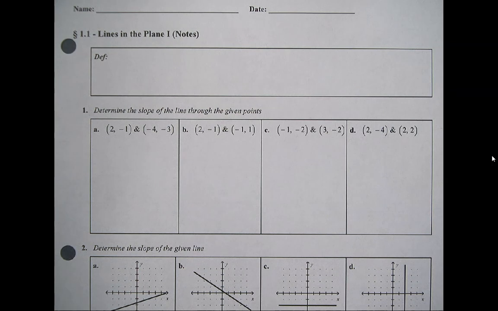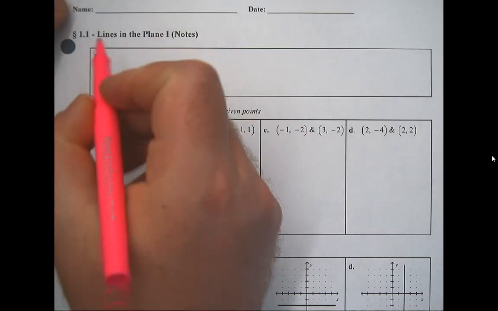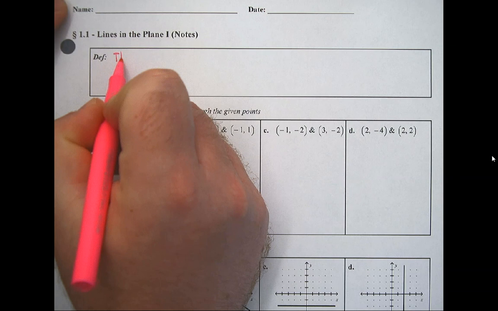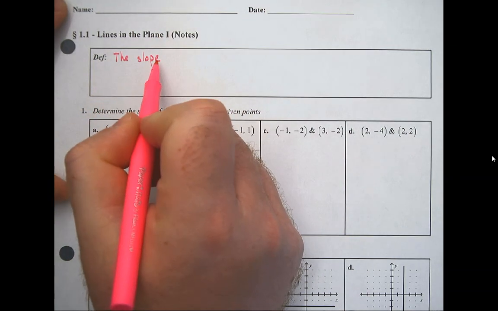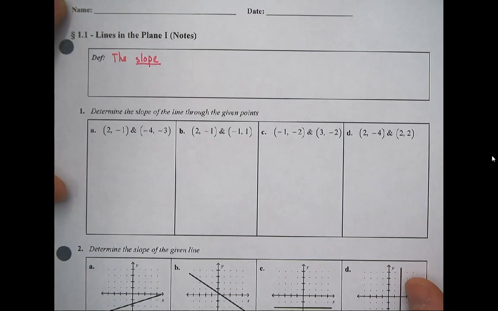Our main target is to be able to come up with equations for lines, or be able to determine the characteristics of lines. Mostly we're talking about slope here. Slope is the biggest characteristic that we care about when it comes to a line. So let's start off with a definition of that. So definition, the slope, underline slope, that's the term that we're defining.